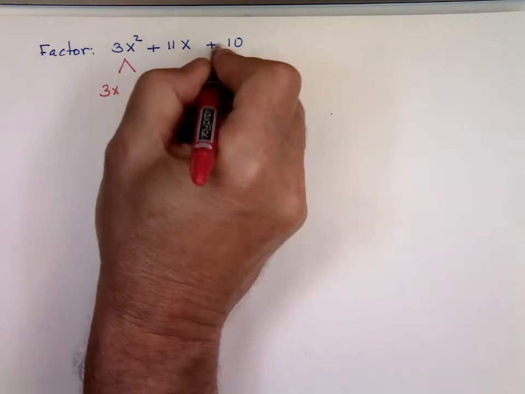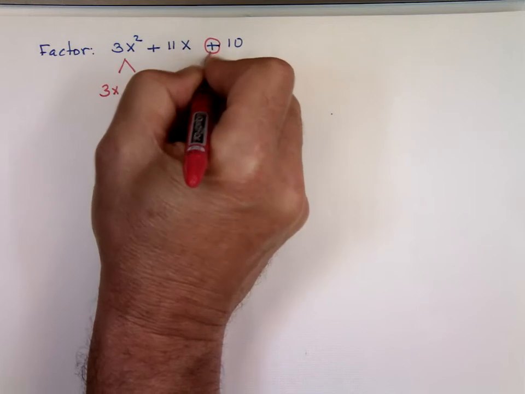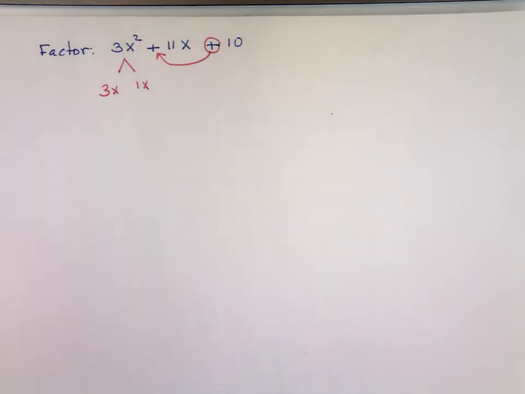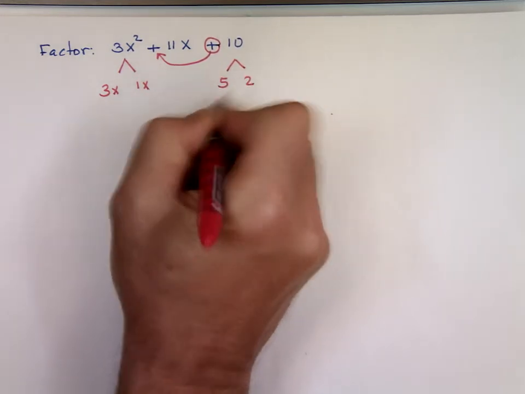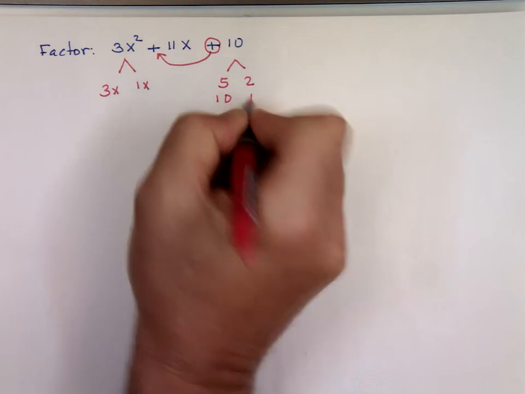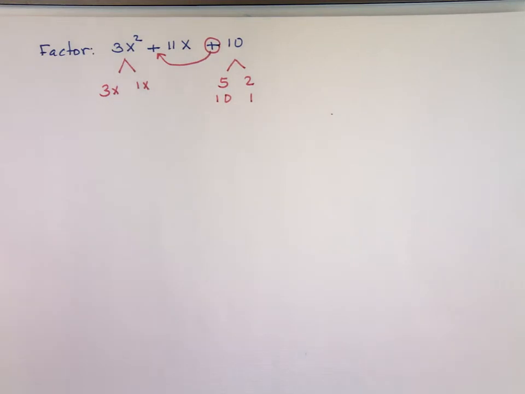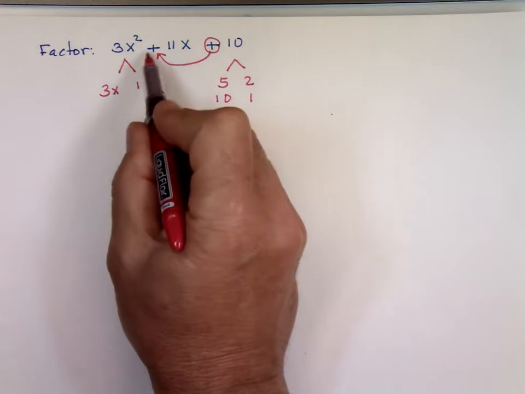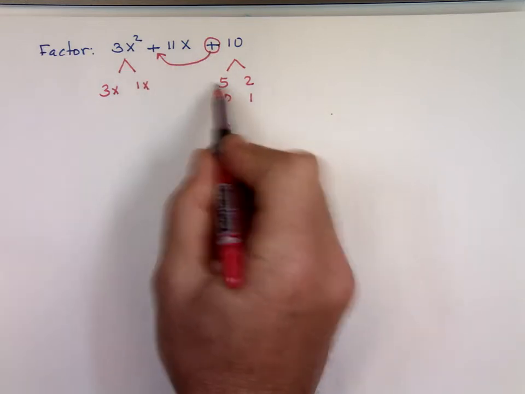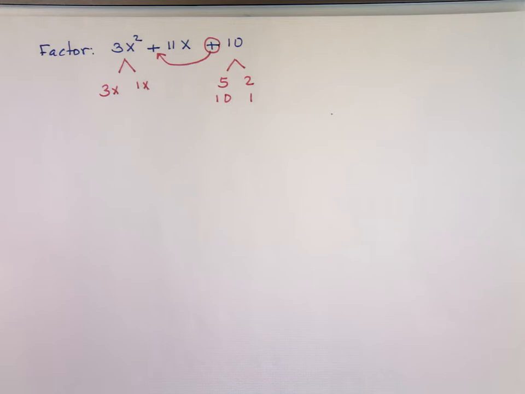Again, notice this is positive. That tells me both signs are the same as this, so both are positive. The 10 could be 5 and 2, or 10 and 1. I'm using only positive numbers, because that sign says both signs are the same as this, so both have to be positive. They can't be negative. And let's try the first one.